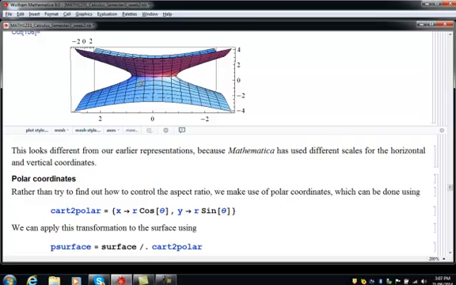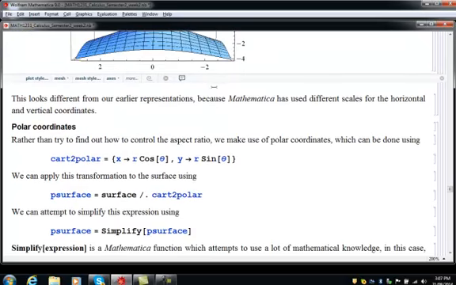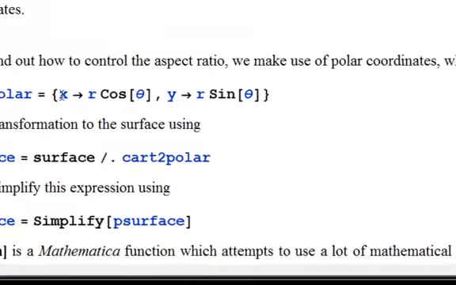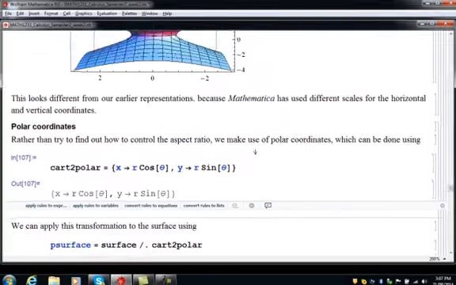So we'd like it to be plotted with the same scale on each axis, and we can do that by transforming the equation to polar coordinates, or cylindrical polar coordinates. And we do that by replacing x in the equation of the surface by r cos theta and y by r sin theta. So this is the transformation from Cartesian to polar coordinates, and we do that.